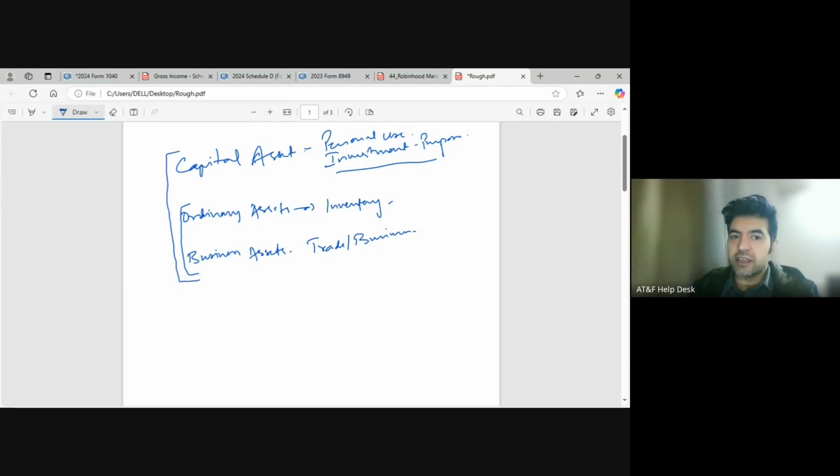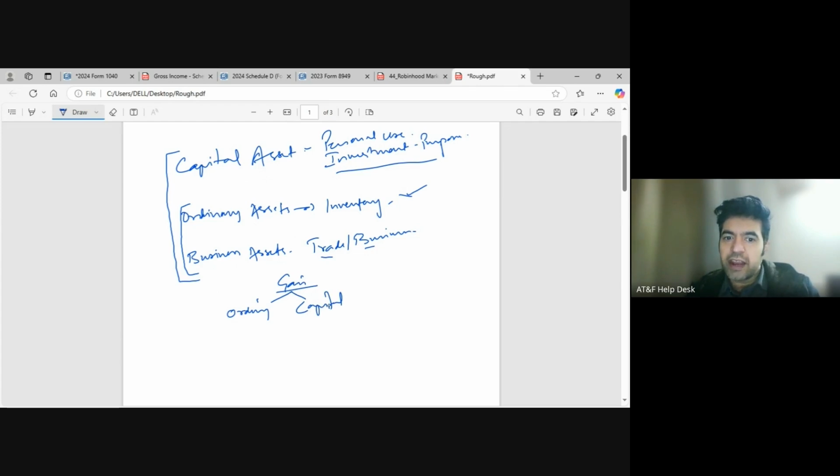Now, why do we need to segregate in this way? Ordinary asset is fine. We know that it is like an inventory. You buy and sell and whatever income you are earning is your net profit, that you will show in the net income, net profits only. About business asset and capital asset, if there is any asset that you are using for business or trade, there is a concept wherein you have to divide the gain value between ordinary gain and capital gain.